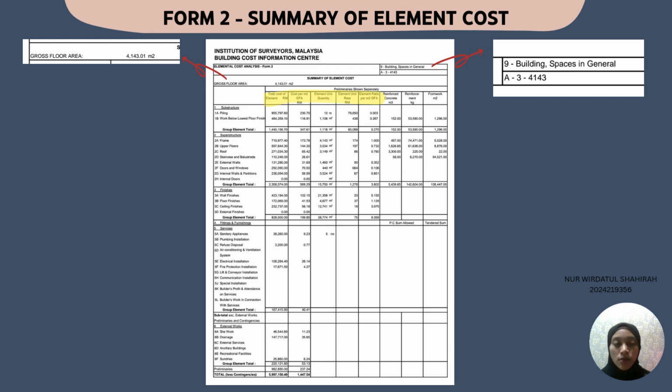In summary, the three largest components of the building's costs are, first, superstructure, second, substructure, and third, finishes. So, in conclusion, ECA is a vital method for QS to understand how the total cost of the building is distributed. It assists in cost planning, tendering, and value engineering. By breaking down the cost into elements, stakeholders can identify areas for cost control and decision making. This ECA Form 2 presentation has provided a structured and detailed overview of the cost distribution in a typical building project.